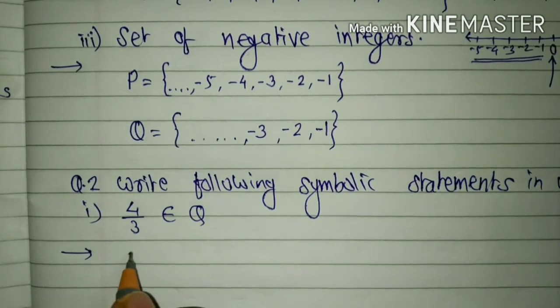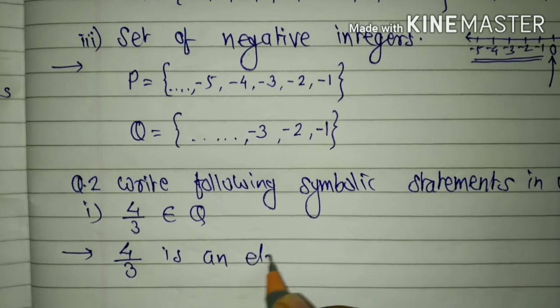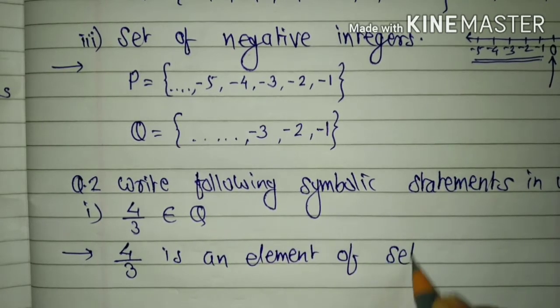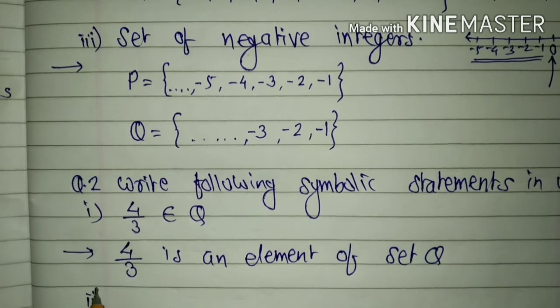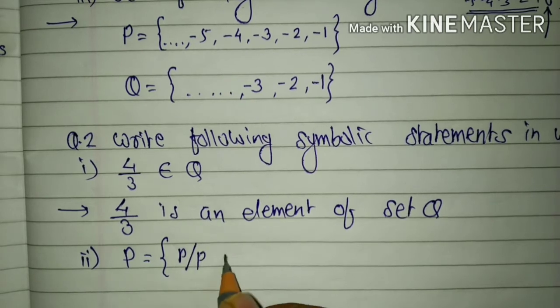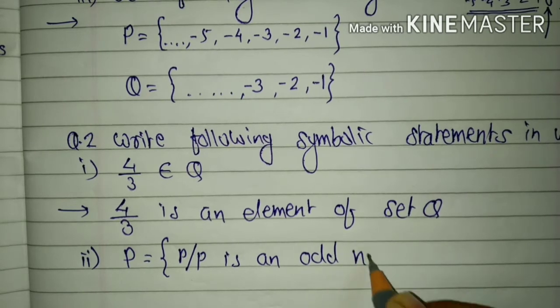So we can write first, 4 upon 3 is an element of set Q. Okay, and the next one is, suppose given that P is a set of small p such that p is an odd number.